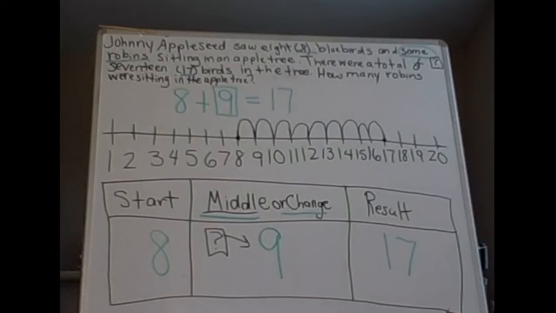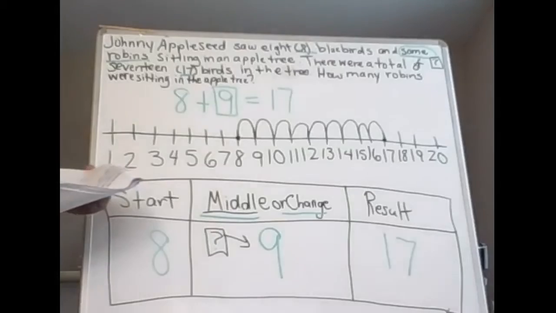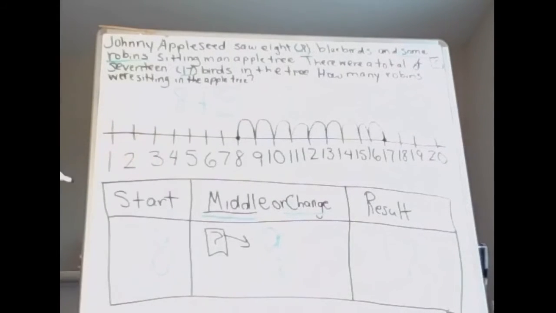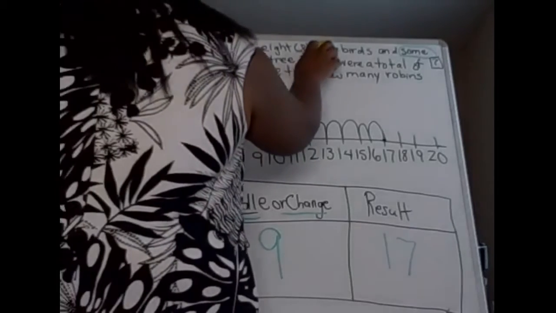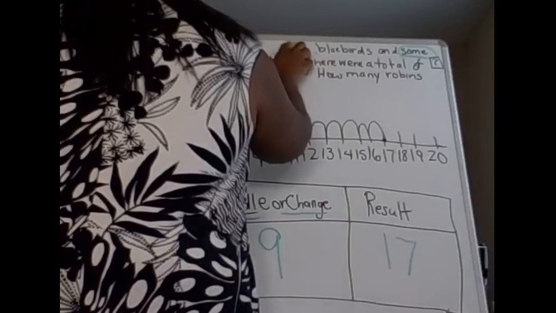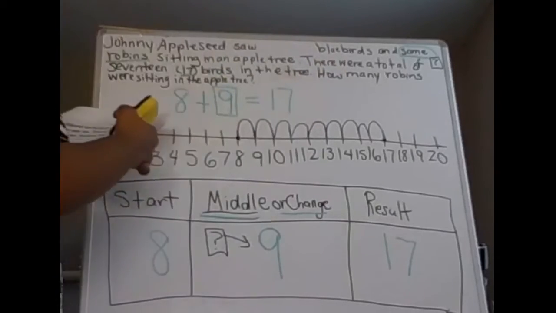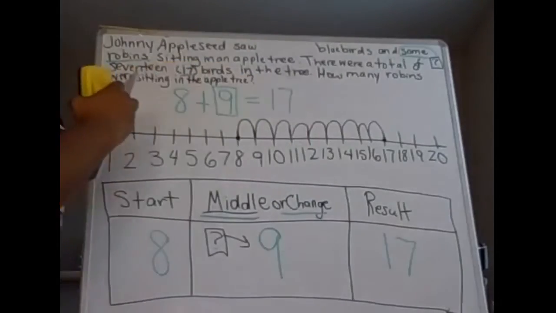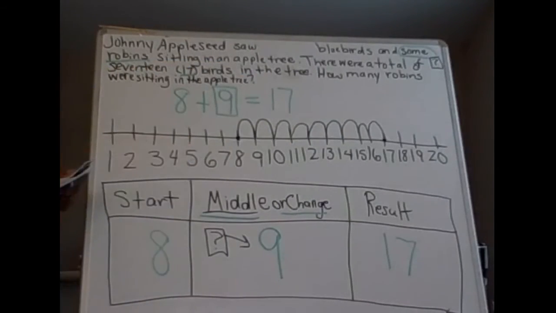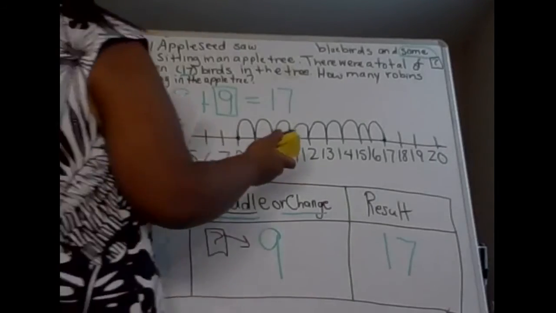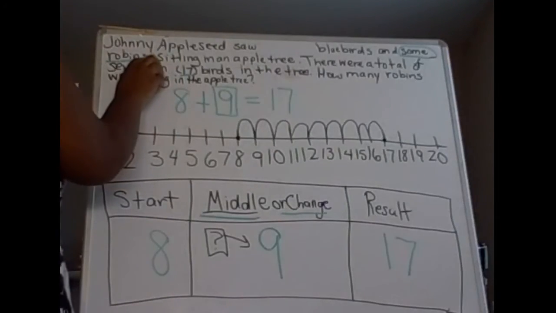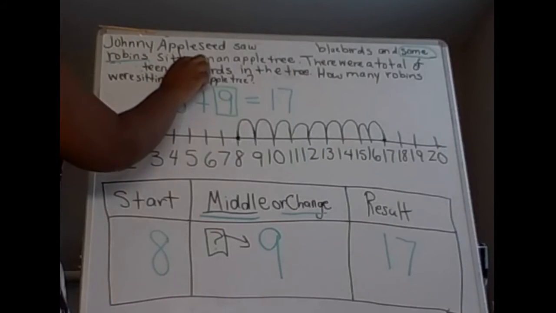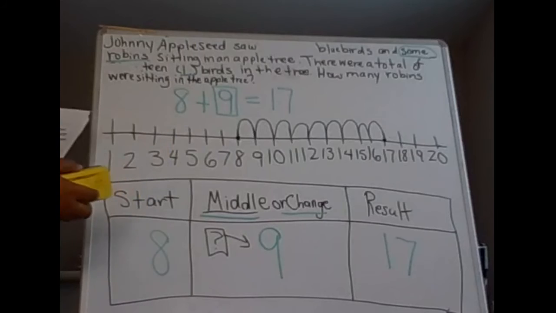Let's try one more. The next word problem now changes the 8 to a 6. So I'm going to just erase the 8. And we still have the sum, or the mystery number for robins. We don't know how many sitting in the apple tree. There were a total of 15 now. So we're going to now put 15 instead of 17 here. Birds in the tree. How many robins were in the tree?